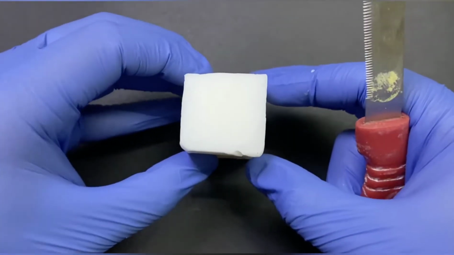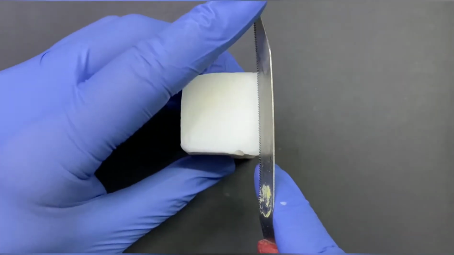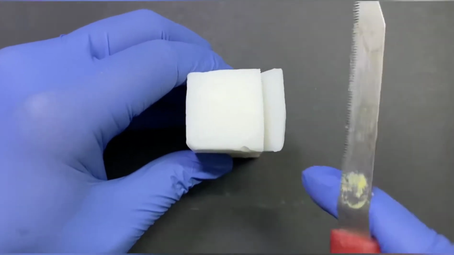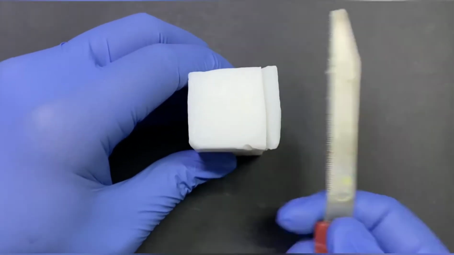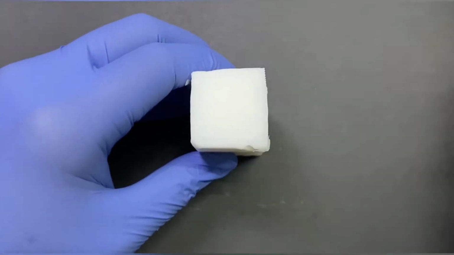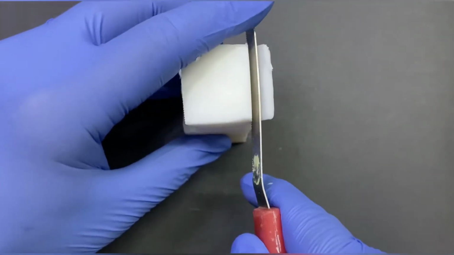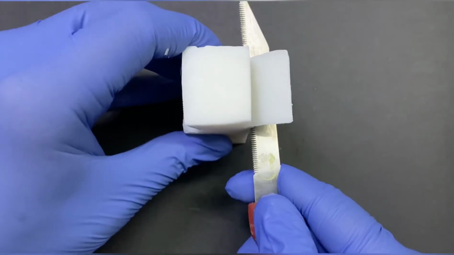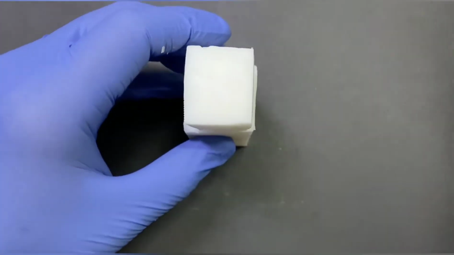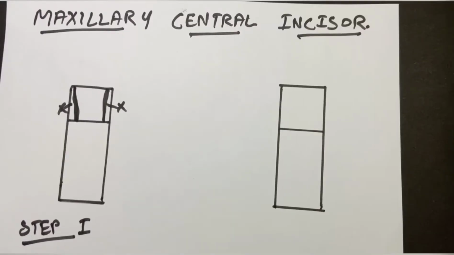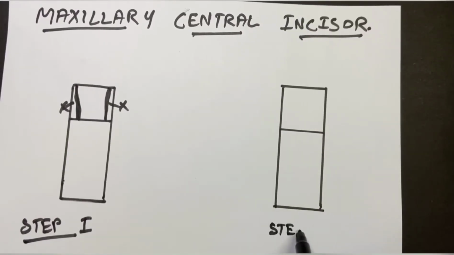So you'd be grossly cutting the excess wax. Here we are making use of a knife for a better illustration, whereas you have to definitely make use of a carver. So after cutting out the excess wax, here we are. Here the right side is the mesial and the left side is the distal.